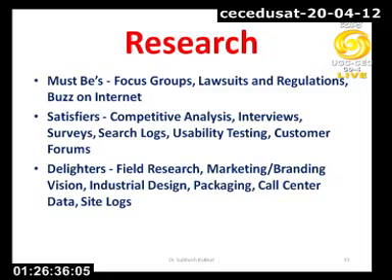Research. Under research: must-be's, focus groups, lawsuits and regulations, buzz on the internet. Must-be's are given by these regulations which the government has provided. And satisfiers, we will identify the satisfiers: competitive analysis, interviews, surveys, search logs, usability testing, customer forums. And the delighters will come from field research, marketing, branding, vision, industrial design, packaging, call center data, site logs.